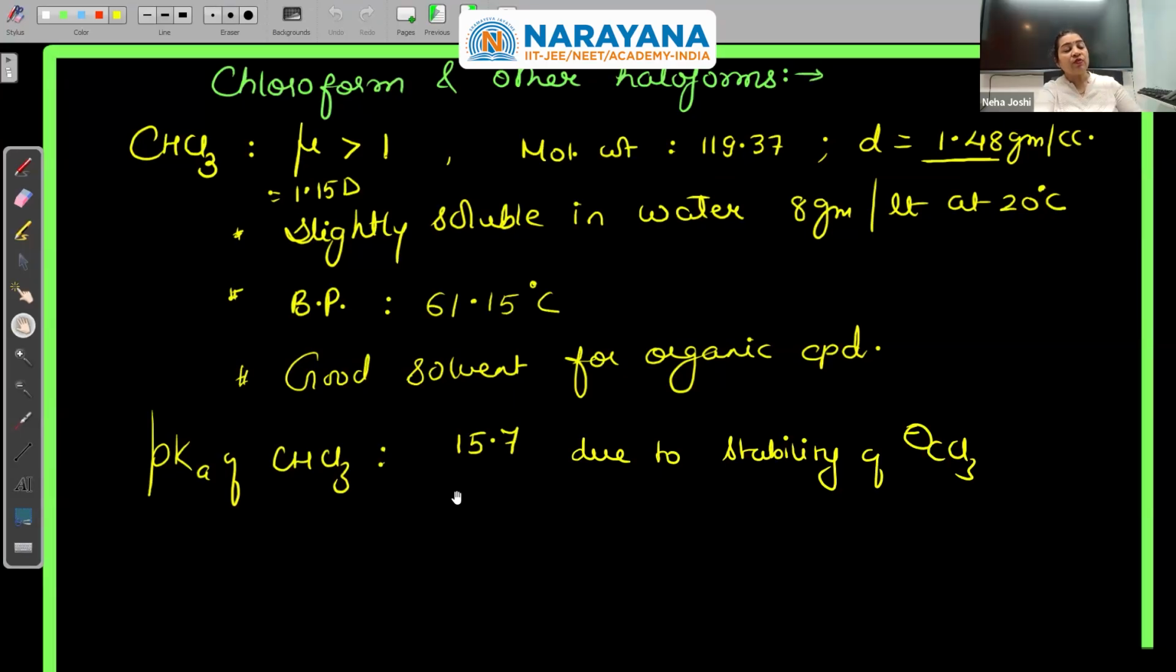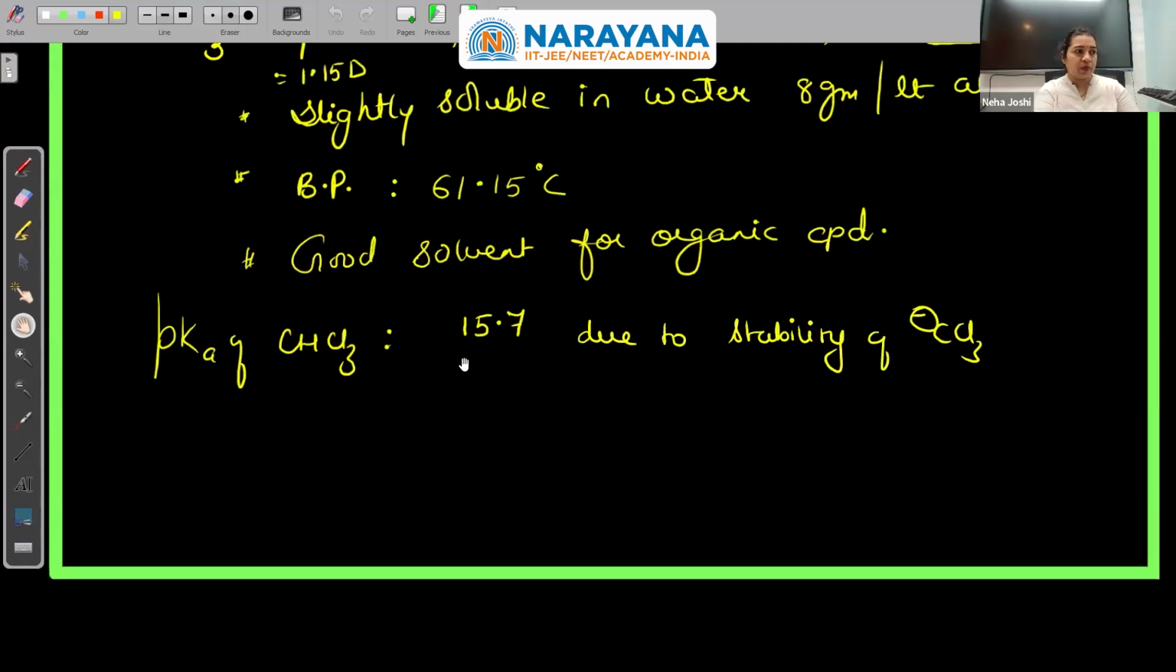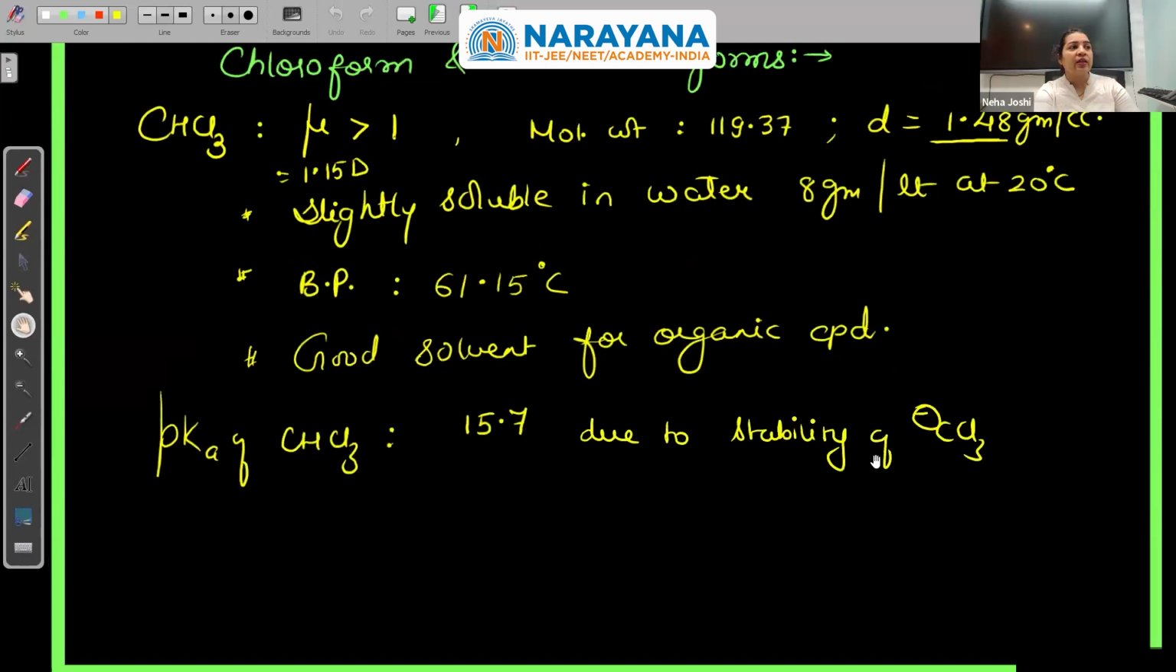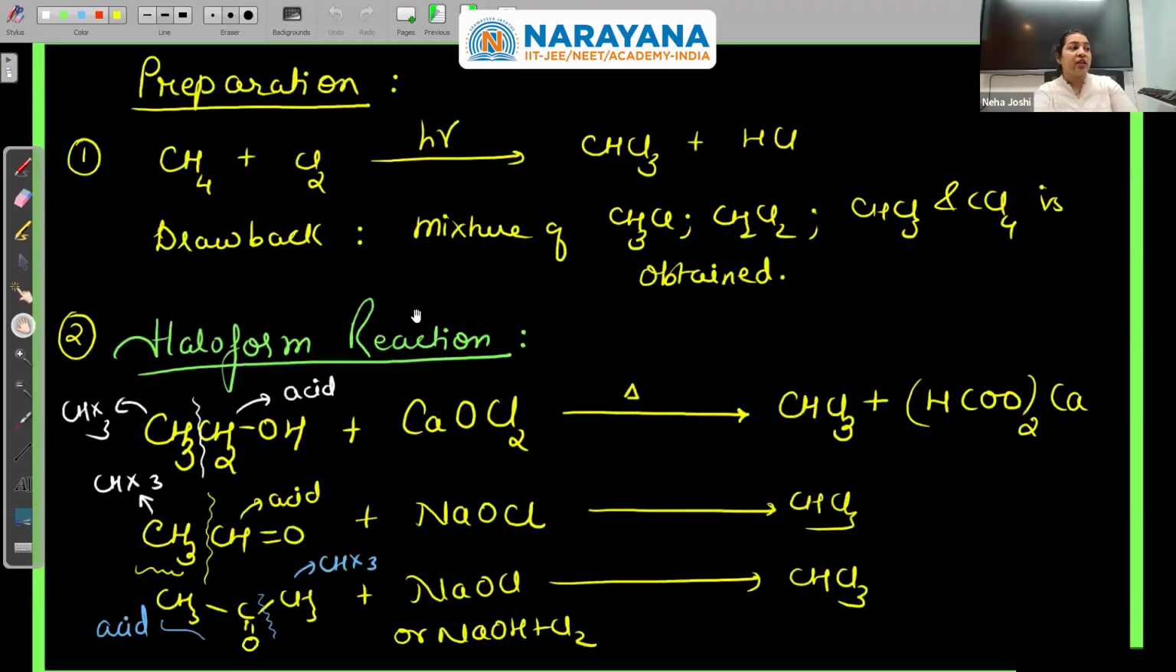pKa of chloroform is 15.7, which is, I would say, quite high. Like water, it is close to water, right? So why? Because of the d orbital resonance of this anion into 3 chlorines. That is why it is high. Absolutely clear. So that is how it is behaving with an acidic nature, and you can remove this H by the use of NaOH and all those things and form carbenes wherever required.